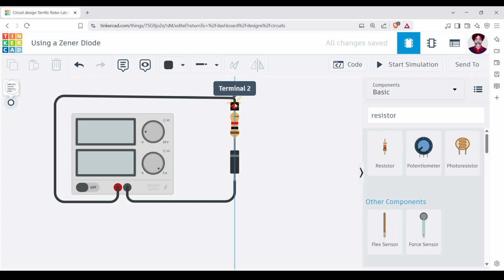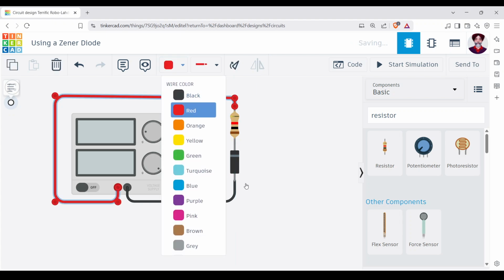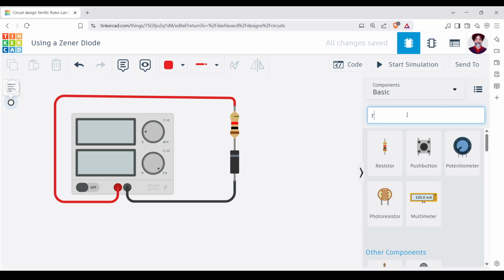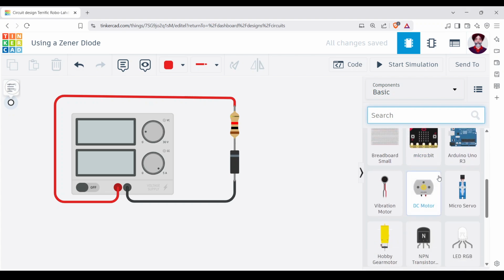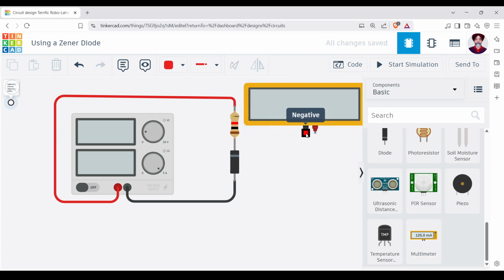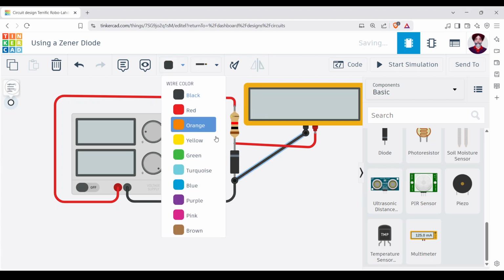We have almost done the connection. Let's get the other side. This part is done. So the anode is connected to the negative part of the battery. The anode is basically the positive part of the diode. We also need to measure the voltage. To measure voltage, we will need a multimeter. So let's bring in a multimeter and connect it, the negative to the negative and the positive to the positive.